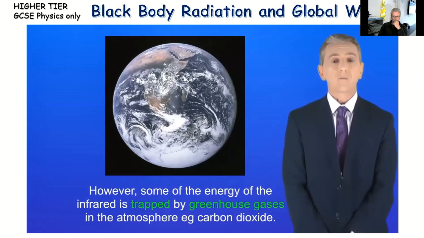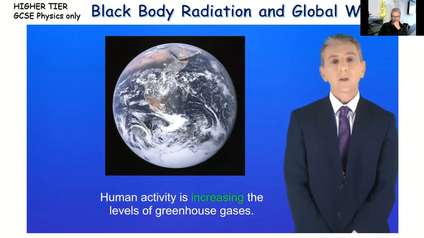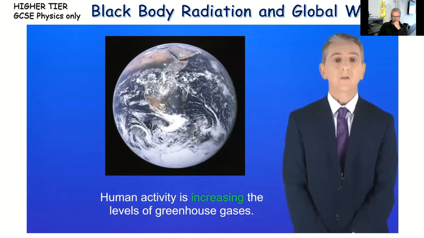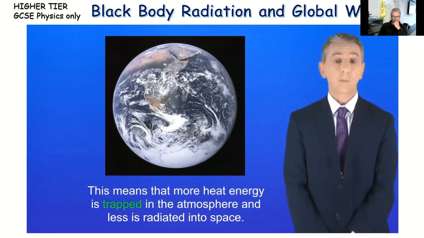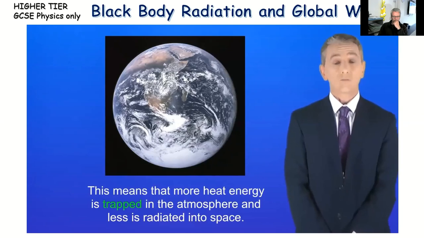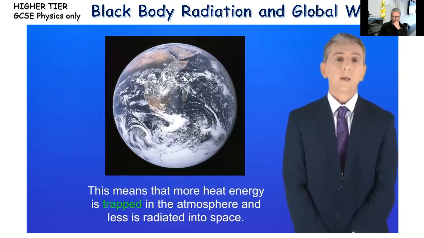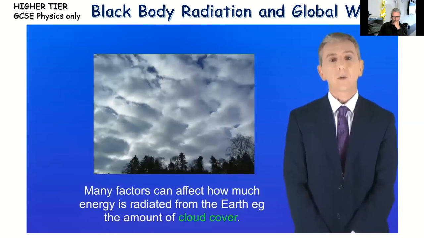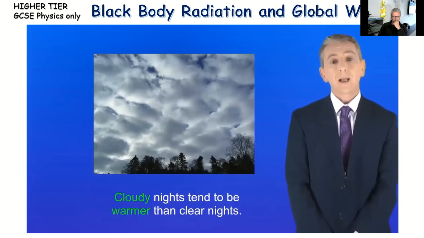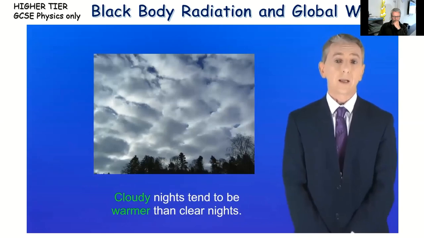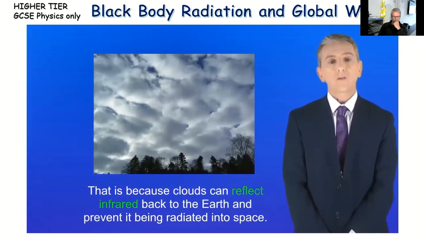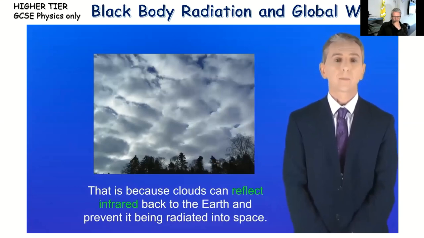However, some of the energy is trapped by greenhouse gases in the atmosphere, for example, carbon dioxide. Now, human activity is increasing the levels of greenhouse gases, and this means that more heat energy is trapped in the atmosphere and less is radiated into space. I should point out that many factors can affect how much energy is radiated from the Earth. For example, the amount of cloud cover. Cloudy nights tend to be warmer than clear nights. That's because clouds can reflect infrared back to the Earth and prevent it from being radiated into space.